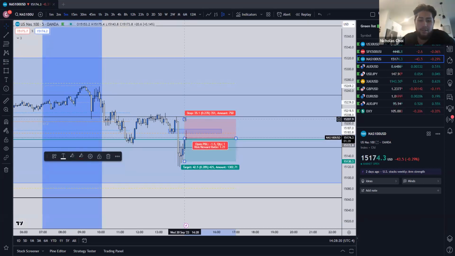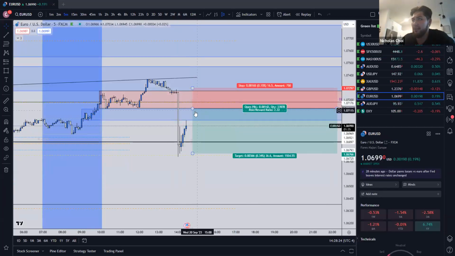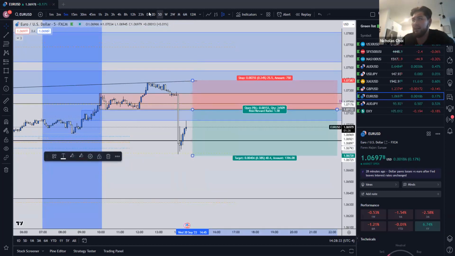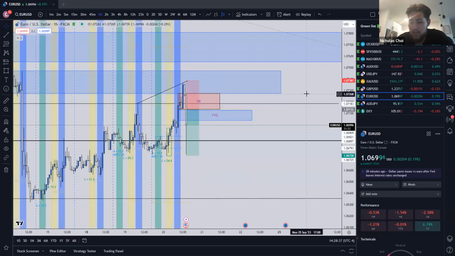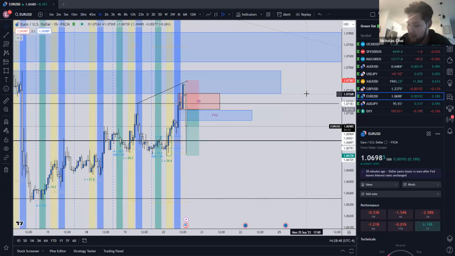This is NAS. I didn't really touch on NAS. Euro, I just set a limit for this. And I'm gonna put my stop above the high, a little bit wider stop than I'd want normally, but gotta respect the risk. Yeah, out of respect to FOMC and stuff, I'm gonna just put a wider stop.